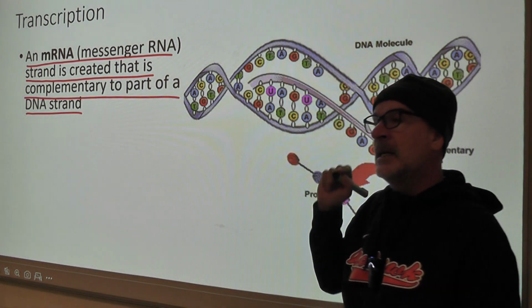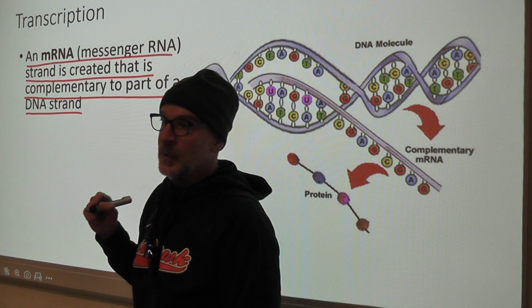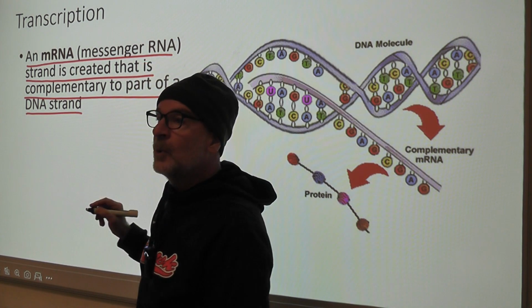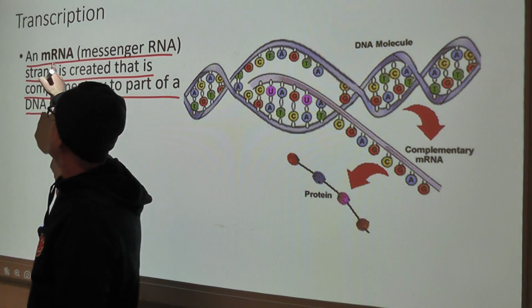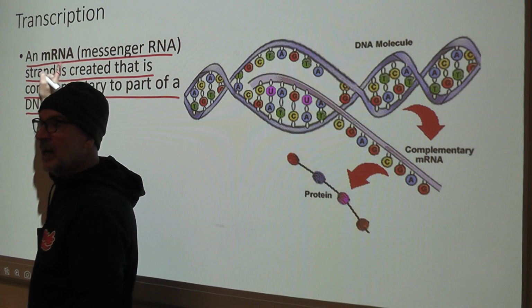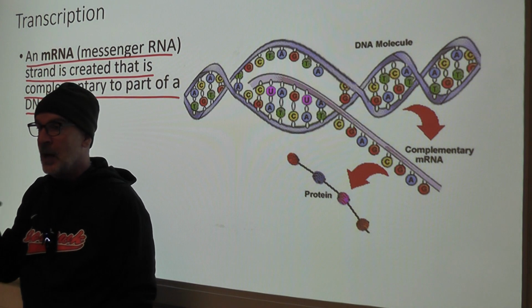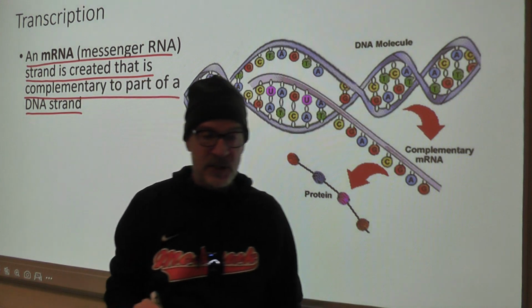D in the DNA stands for deoxyribo. In RNA, it stands for ribo. So deoxyribonucleic acid and ribonucleic acid are very, very similar, but not exactly the same. We'll look at the differences shortly.